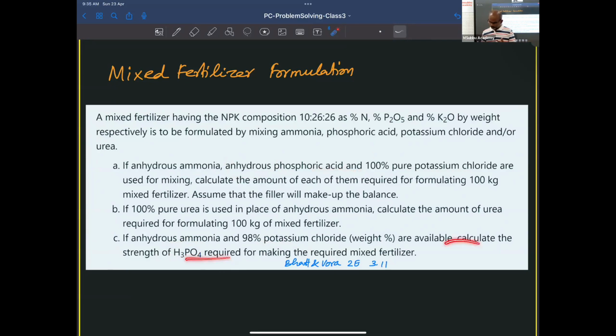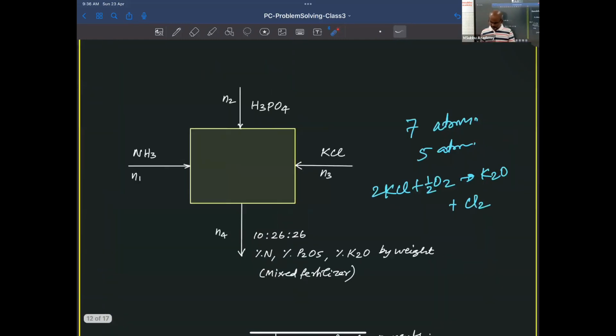So you are asked to find what is the strength of phosphoric acid required for making the mixed fertilizer of 100 kg. Or is this statement of 100 kg still applicable? In place of this anhydrous phosphoric acid, we are using a phosphoric acid of reduced strength. And in place of 100% potassium chloride, we are using 98% potassium chloride feed. So maybe we will also complete that here.